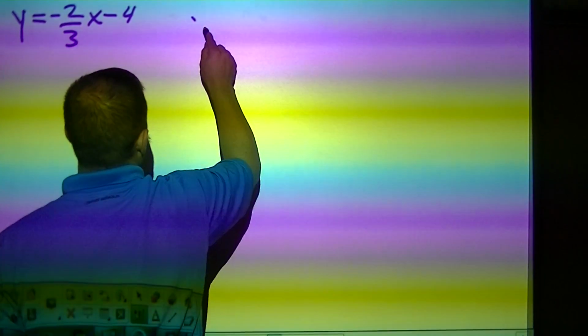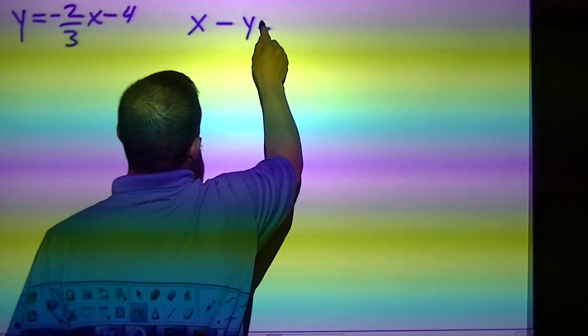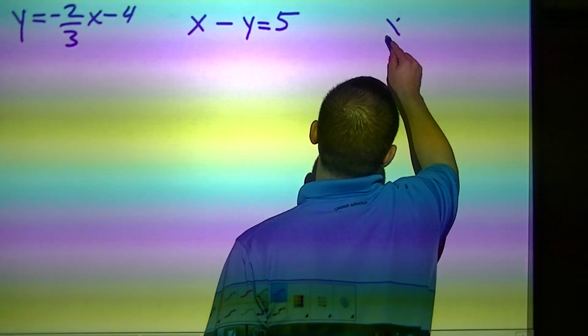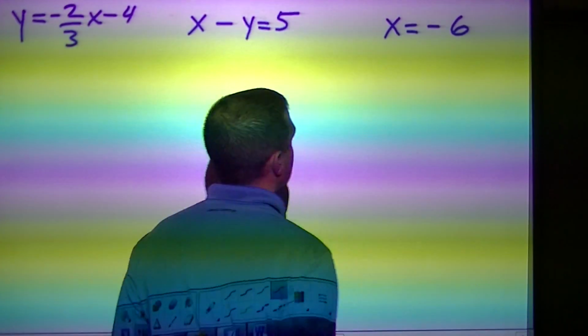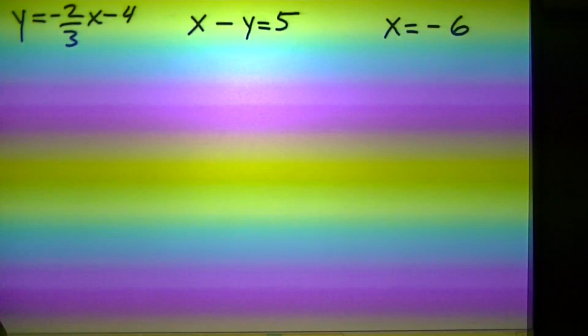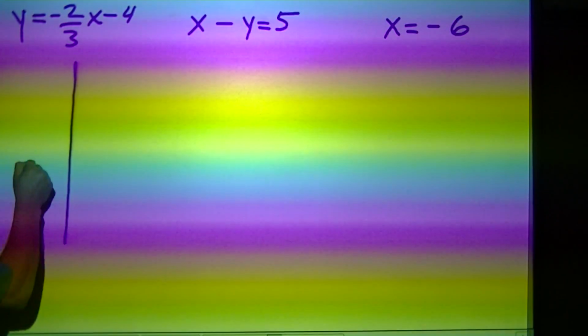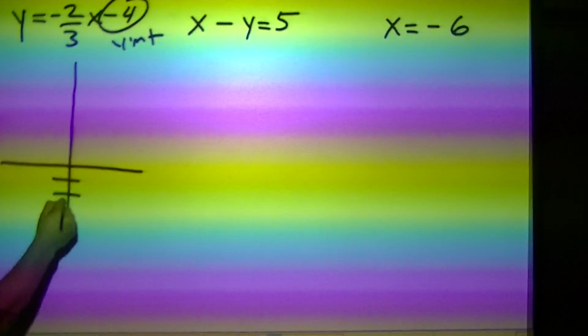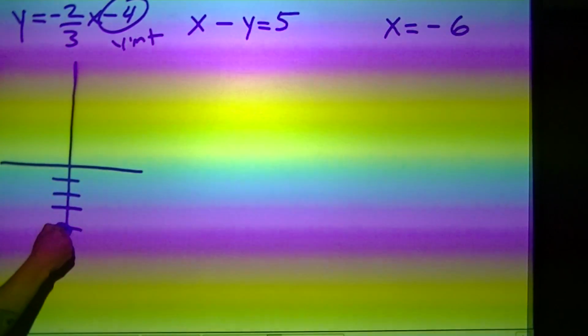Let's say I've got y equals negative 2/3 x minus 4. Let's say I've got x minus y equals, let's say 5. And let's say x equals negative 6. Okay? This is in y equals. That's my y-intercept. So that's going to be negative 4. 1, 2, 3, and 4. So I've got a point.